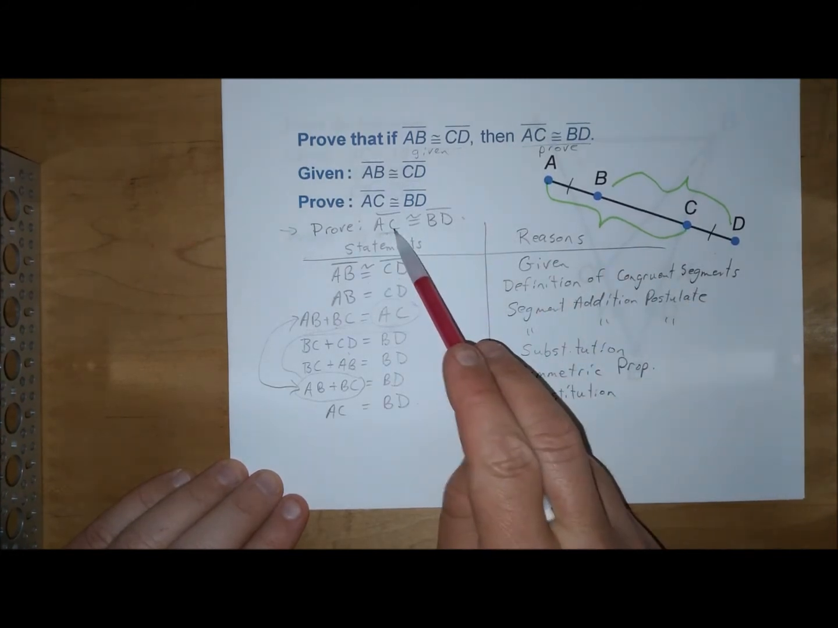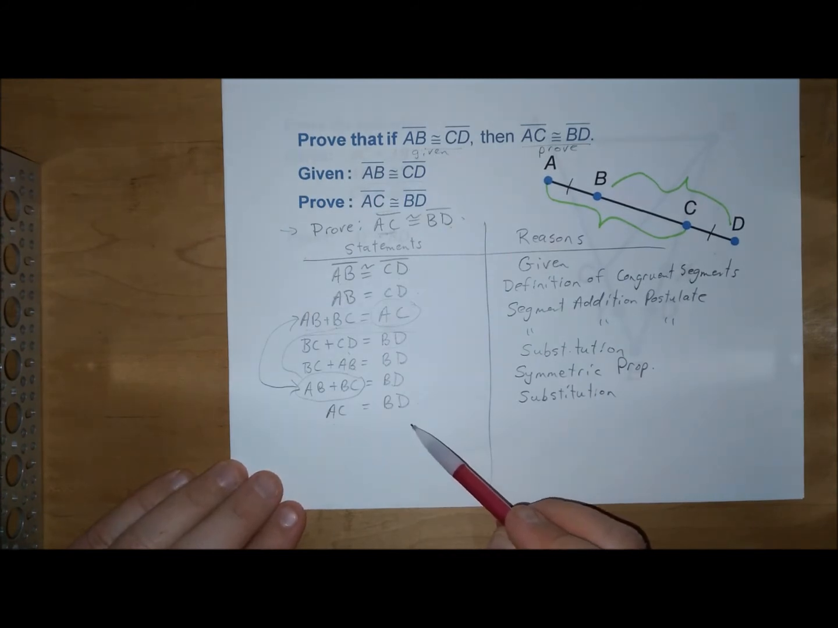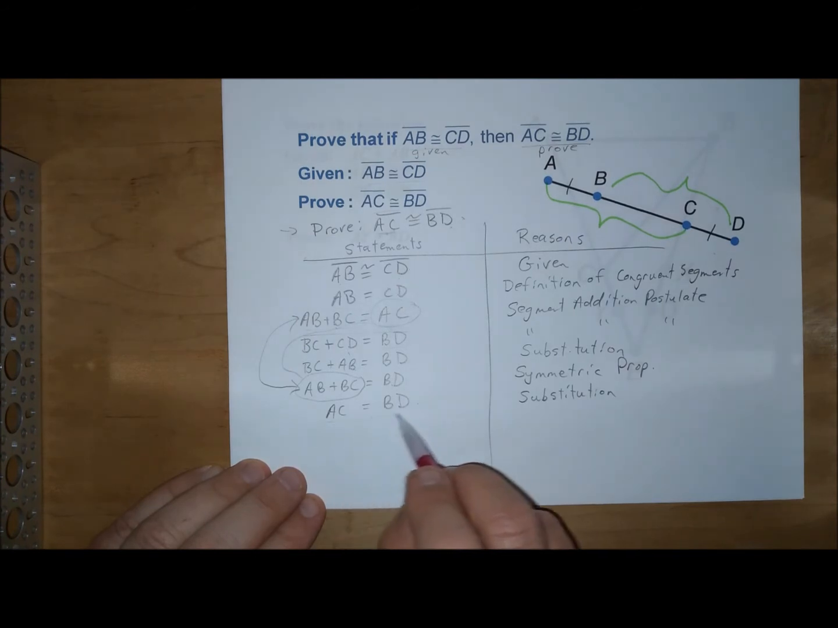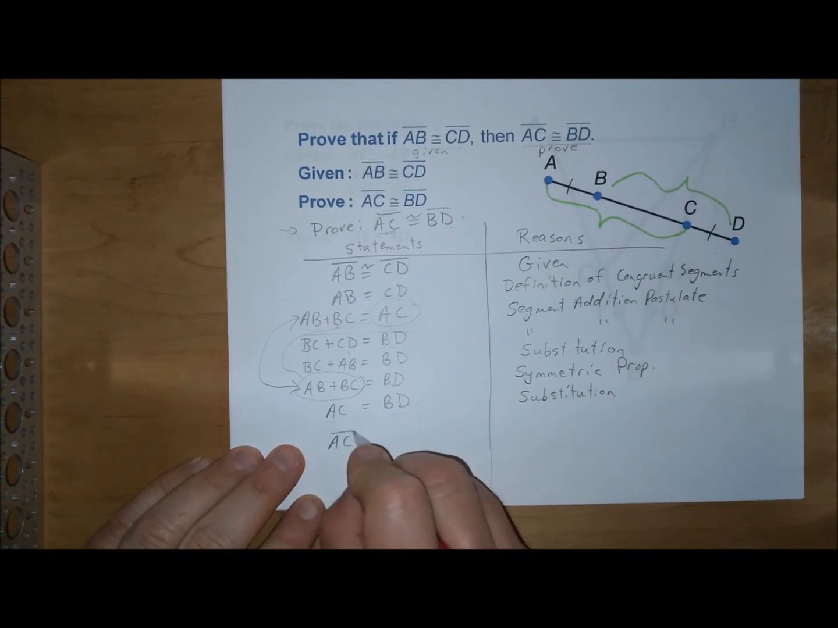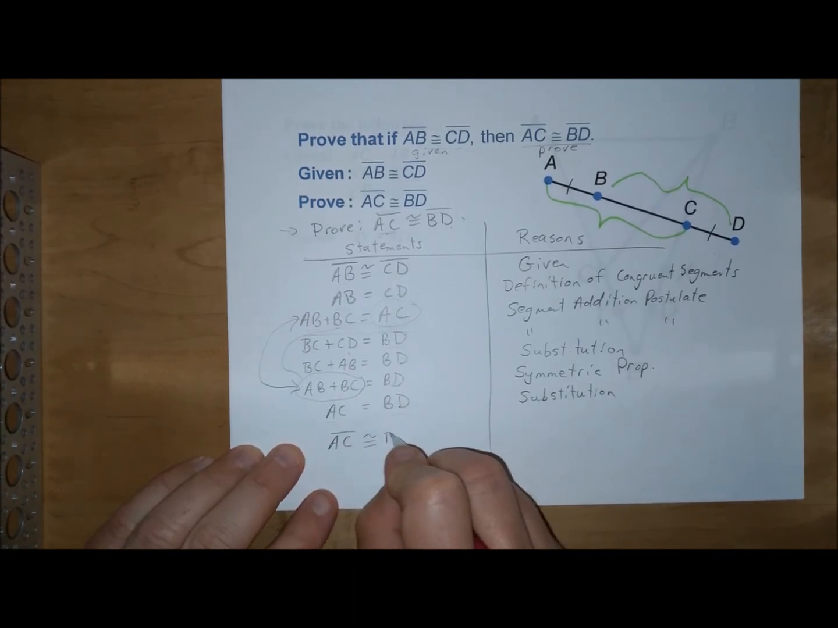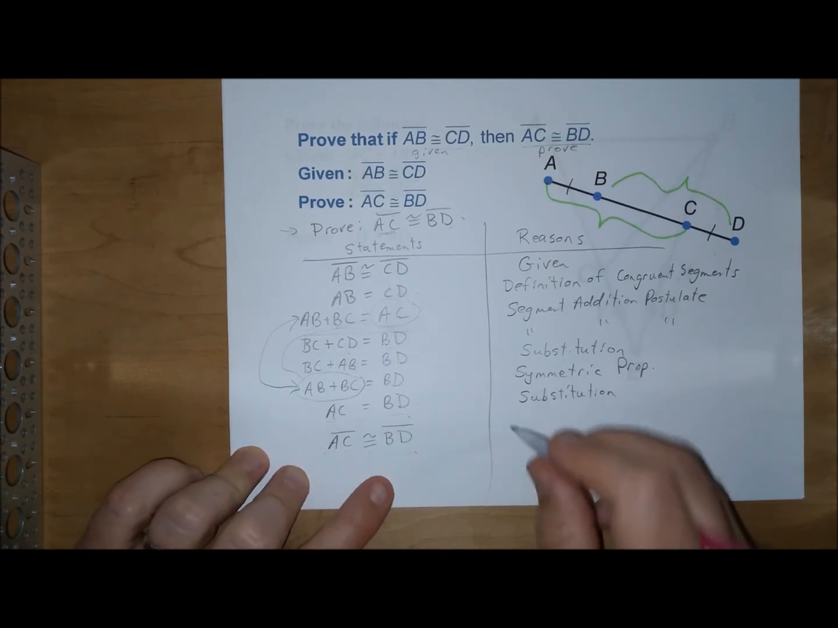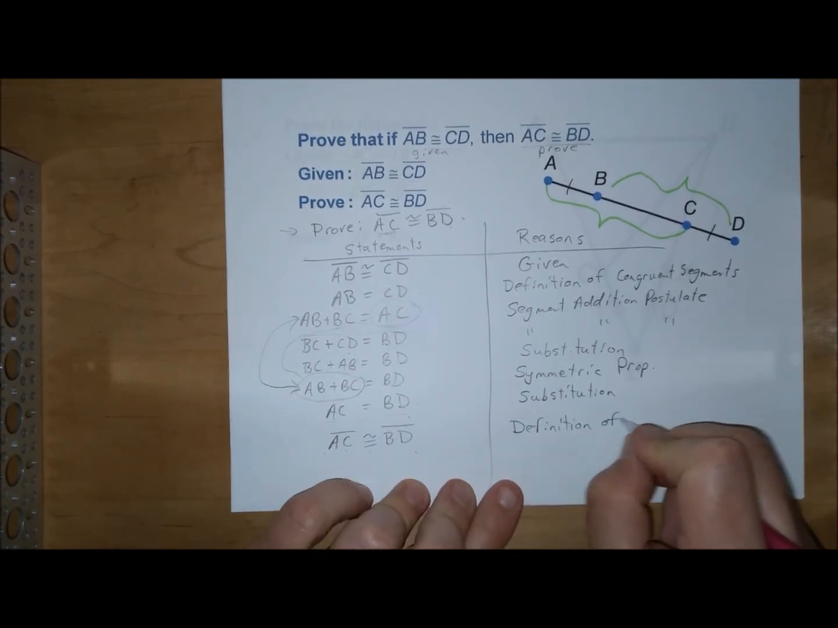We were asked to prove that segment AC is congruent to segment BD. I have that AC equals BD. Is that the same thing? Well, almost. Very close, right? Could I convert back from a statement of equality in our realm of algebra to a statement of congruence in our realm of geometry? Can I say, if AC equals BD, if they have the same measure, then they must be congruent? Segment AC must be congruent to segment BD. That would be our definition of congruent segments again. Okay?